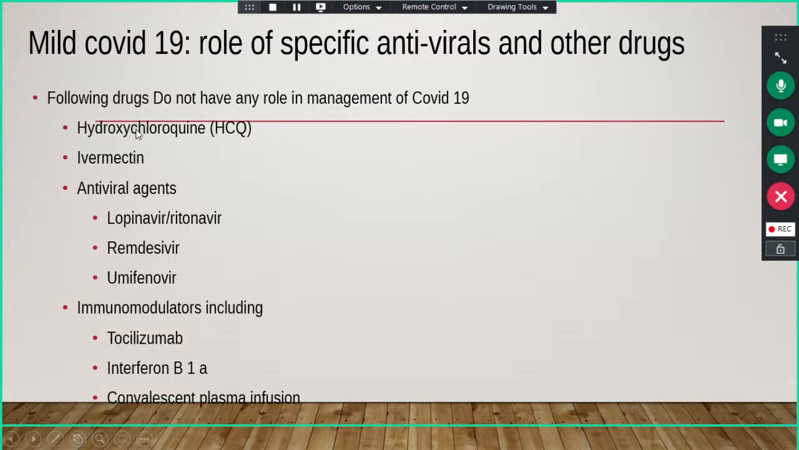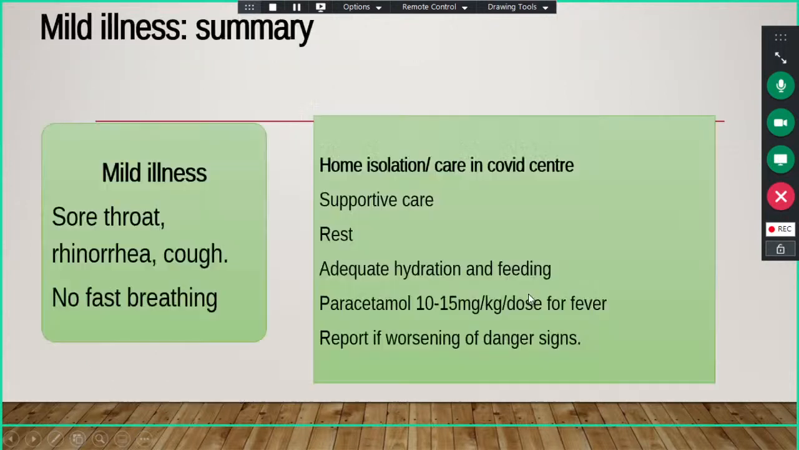There are drugs which were being used from time to time, but over a period of time, we have come to learn that none of these drugs have any role in management of COVID-19, including hydroxychloroquine, ivermectin, antiviral agents like lopinavir, ritonavir, remdesivir, umifenovir, and certain drugs like immunomodulators like tocilizumab, interferon, or convalescent plasma infusion. None of these are indicated in a mild COVID-19 infection.